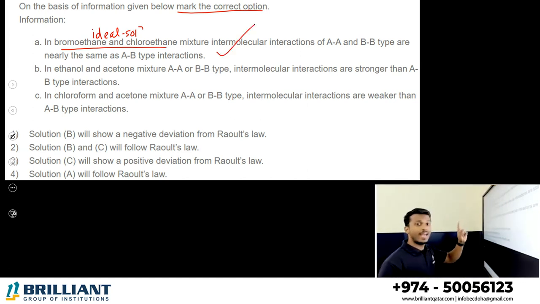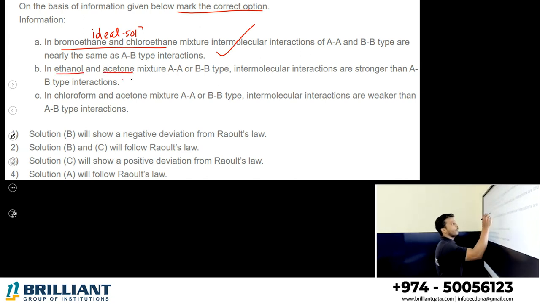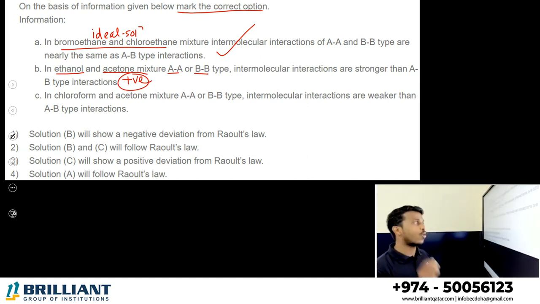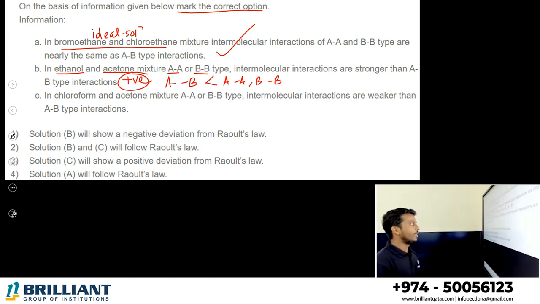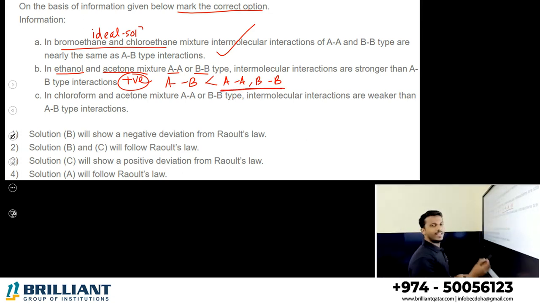B, in ethanol and acetone, I have given this under positive deviation. But they are saying AA and BB type intermolecular interactions are stronger than AB type interaction. We studied in positive deviation, AB interaction is weaker than AA and BB interaction. Yes or no? In positive deviation, acetone and ethanol, AB interaction is less than AA and BB. So AA and BB are stronger than AB interaction. Yes, it's a correct one.